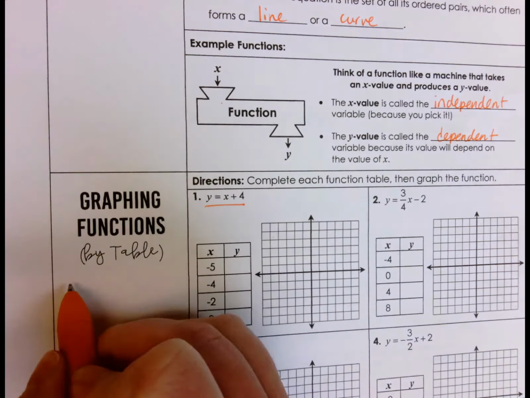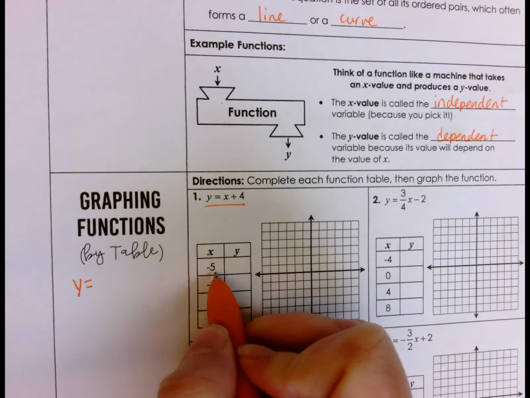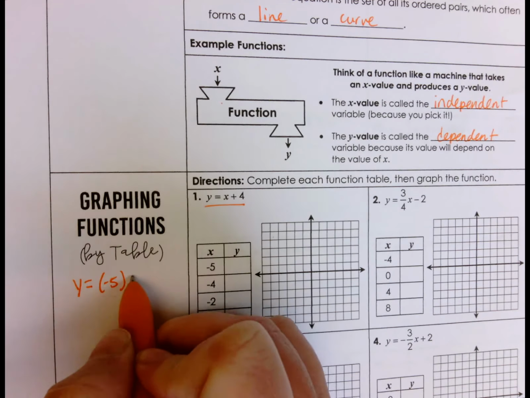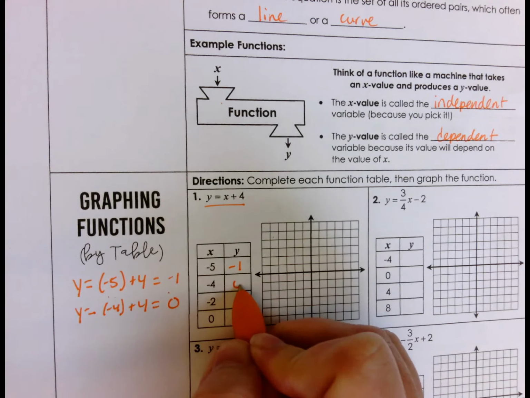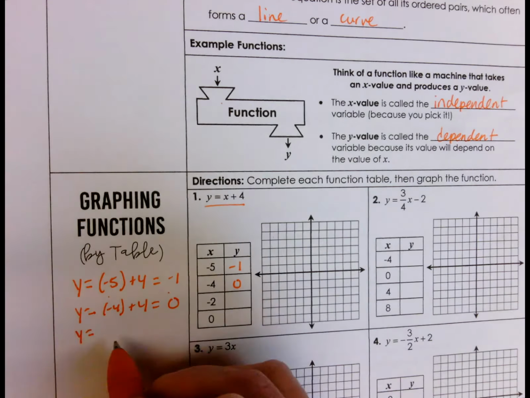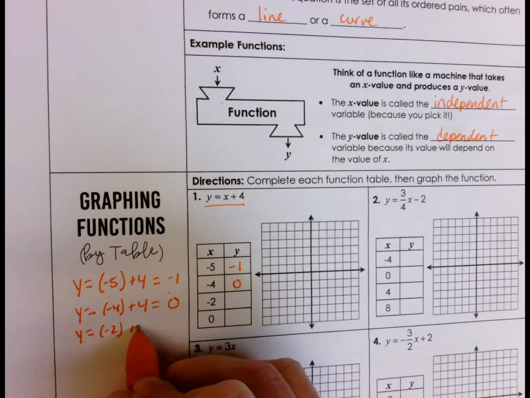So y is equal to, and instead of x, I'm going to plug in -5 plus 4, which gives us -1. That's the y value. So when I plug in -5, I get an output of -1. When I plug in -4 and add it to 4, I get an output of 0. When I input -2, I get an output of 2. And when I plug in 0, I get an output of 4.